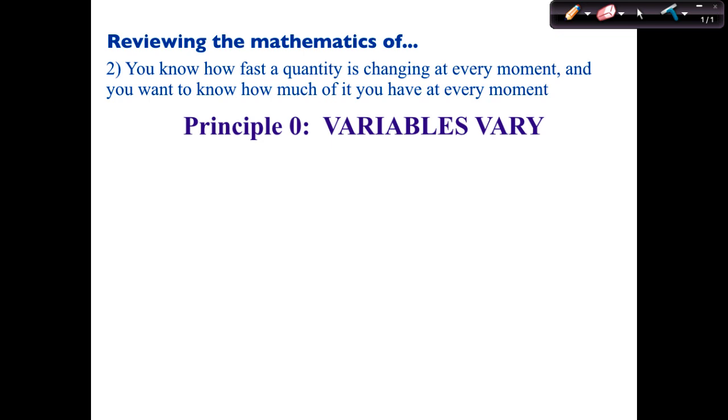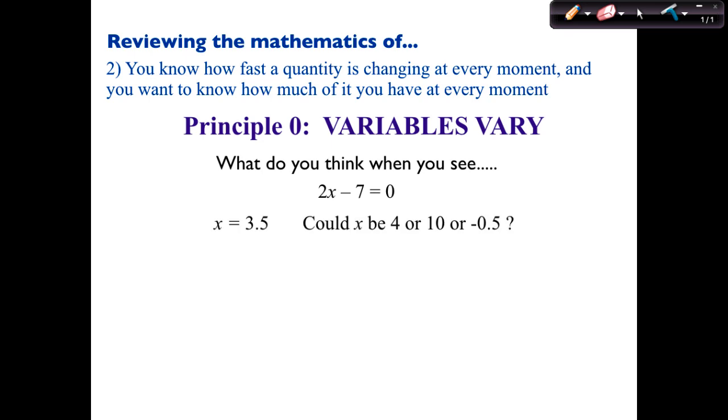And so principle 0, or an introductory principle, is this idea that variables vary. Variables vary. So if I showed you this equation, 2x minus 7 equals 0, what do you think when you see that? What comes to mind? Does solving the equation come to mind? Does x equals 3.5 come to mind? Because that's what you would get if you solved that equation. Okay? So x equals 3.5.